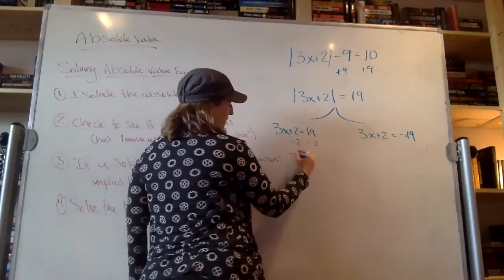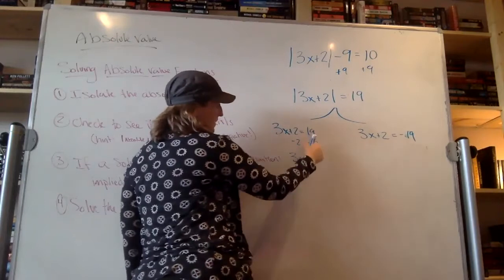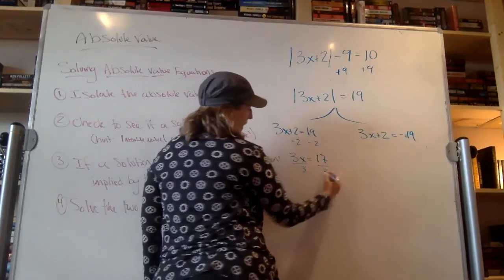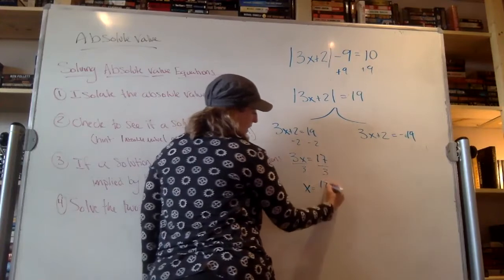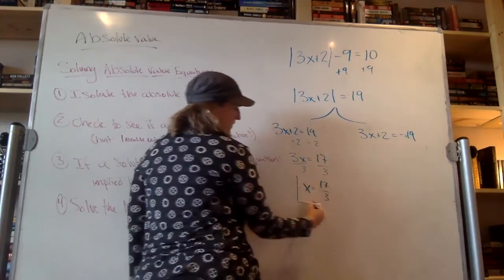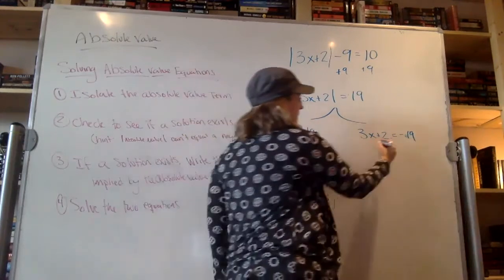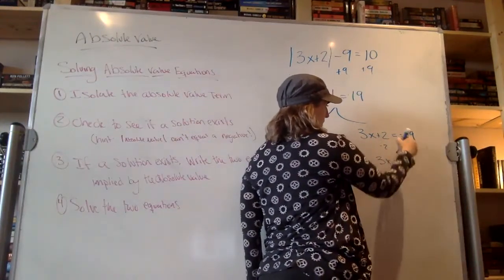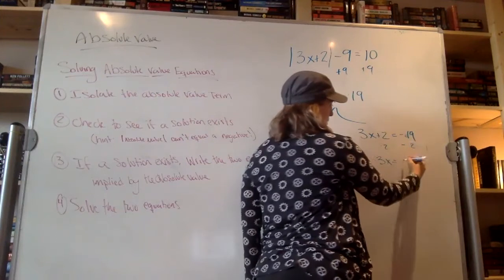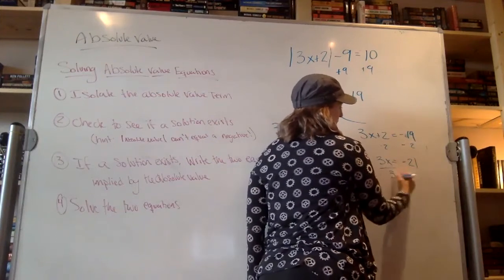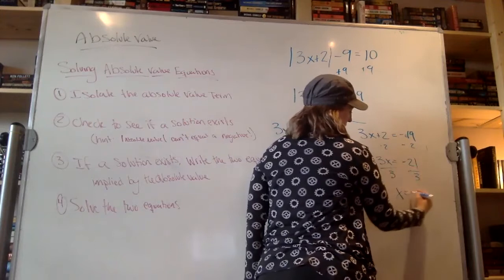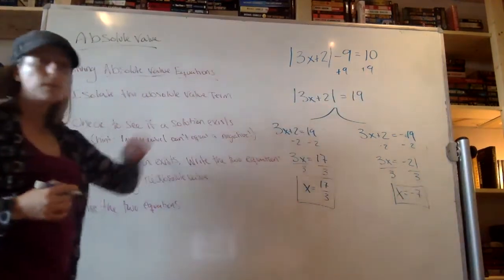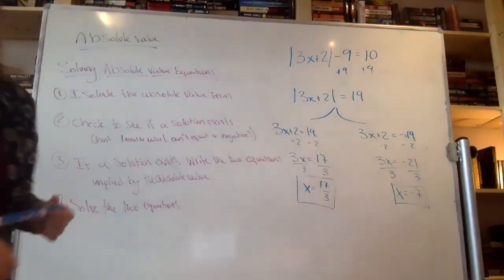Subtracting 2 from both sides gives me 3x equals 19 minus 2 is 17. Dividing both sides by 3 gives me x equals 17 thirds. So there's my first solution. Over here, I'm going to subtract 2 from both sides. So I'll have 3x equals -19 minus 2 is -21. Dividing both sides by 3, I get x equals -7. There's my second answer. So there's my two answers to this absolute value equation.